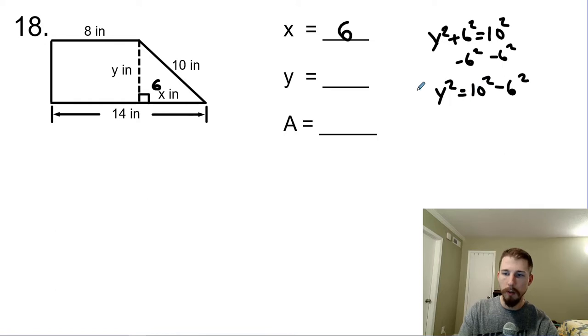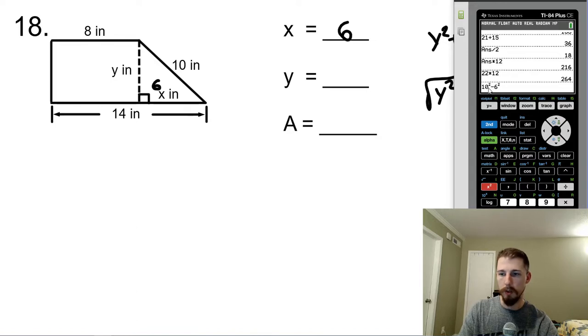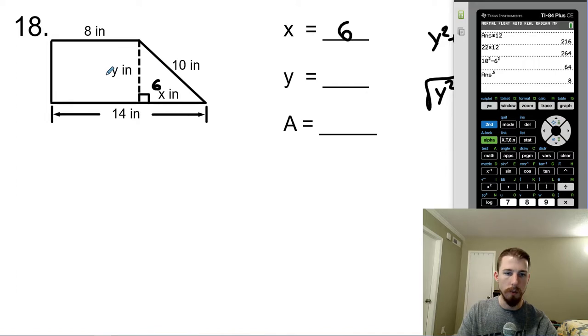Then the only thing we have left to do, because I don't want y squared, I want y, is take the square root of both sides. So what I'm going to put in my calculator is 10 squared minus 6 squared. And you can do those separately. So that's 100 minus 36, which is going to give me 64. And then when I'm done, I want to take the square root of that. So caret 0.5, which is going to give me an answer y is equal to 8.